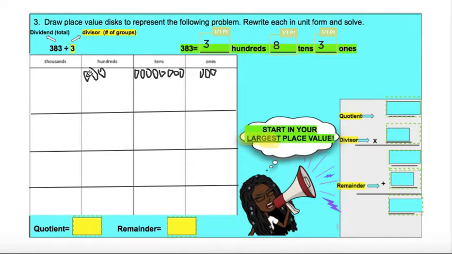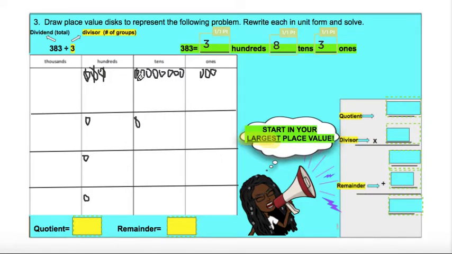Put it in a group, cross it off. Do I have any hundreds left? No, I've used all of my groups and I don't have any hundreds left, so I'm going to move to my tens. Same as before, let's distribute our tens.